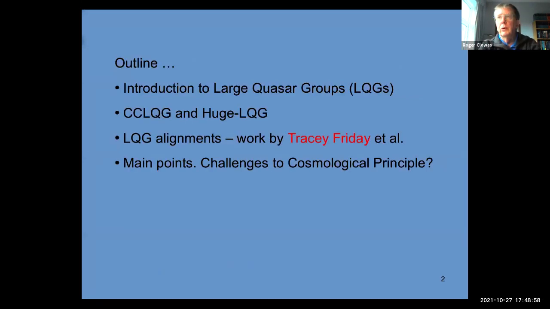The outline of what I'll talk about is an introduction to large quasar groups. Then I'll say something about the Clowes Campusano large quasar group and the Huge Large Quasar Group. But the main area I want to talk about is some work by Tracy Friday. Tracy was a research student, but she's no longer in astronomy, so I want to tell you about her work. Damien alluded to it about an hour ago, and I hope I don't misrepresent her work. Then I'll finish with a summary.